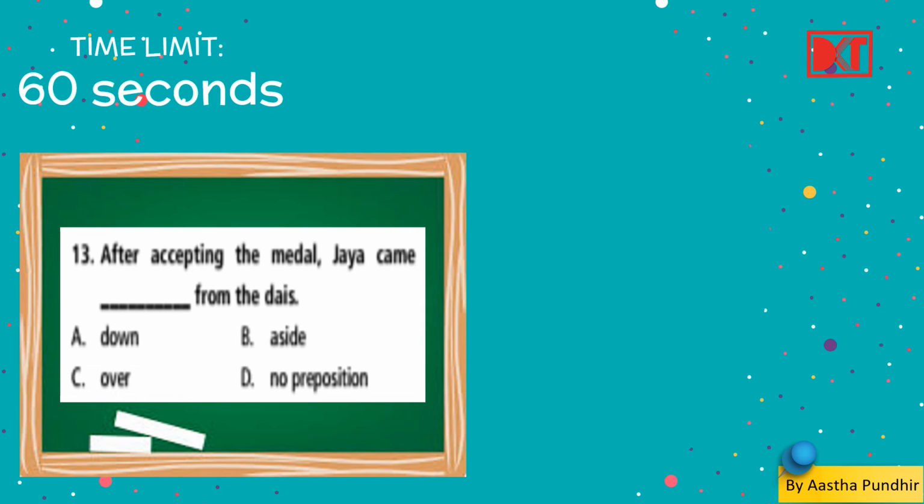Okay, here. After accepting the medal, Jaya came dash from the dais. Here the options are came down from the dais, came aside from the dais, came over from the dais, or came from the dais. Here the correct answer is came down from the dais. As I just now explained, up is the opposite of down, like climbing down the stairs. That is coming down from the dais, which means there must have been stairs from the dais and she came down.